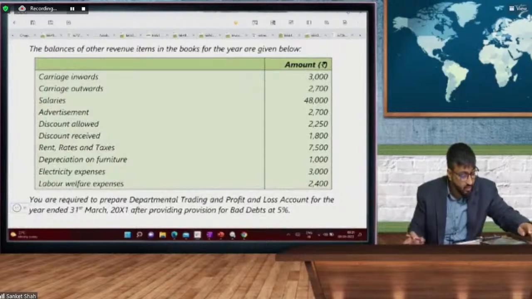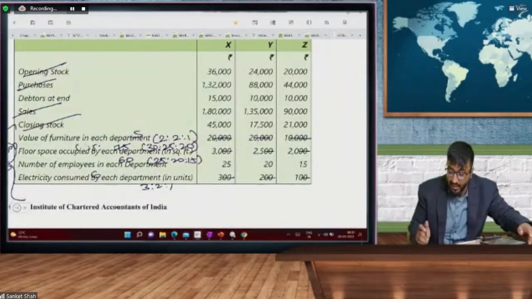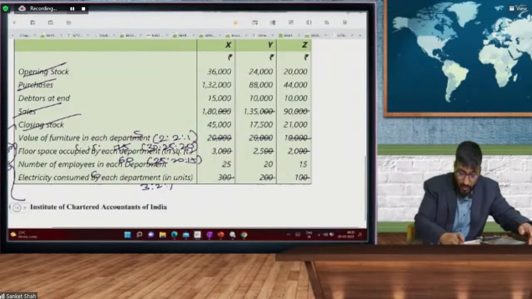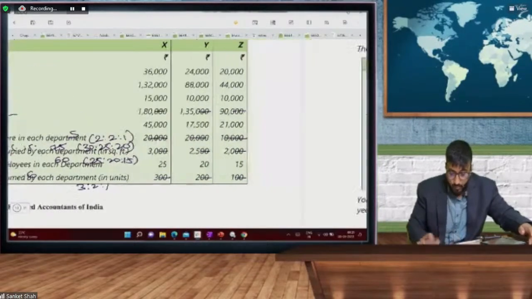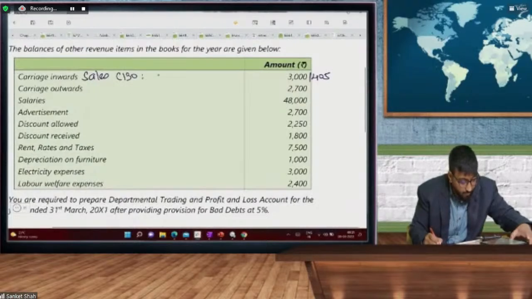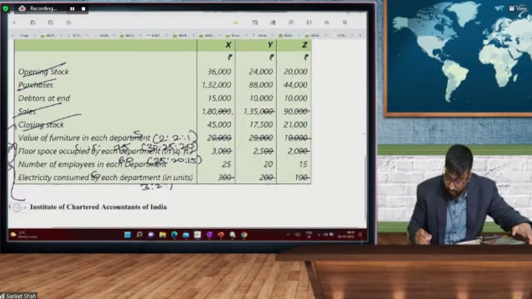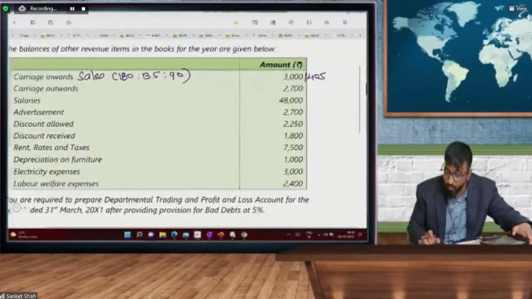Now carriage inward. Carriage inward is, beta, sales ratio. Carriage inward is always sales ratio. So sales ratio, we'll cancel the last 3 zeros. So 180 plus 135 plus 90, so divide by 405. 180, 135, 90. Okay, so the ratio total is 405.